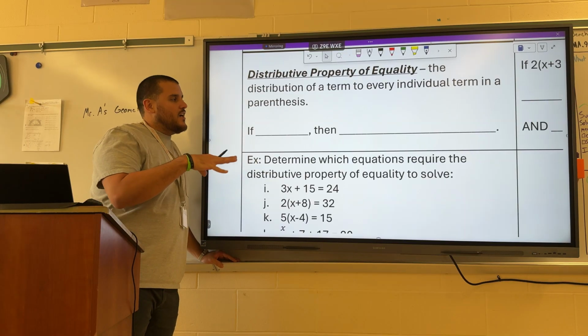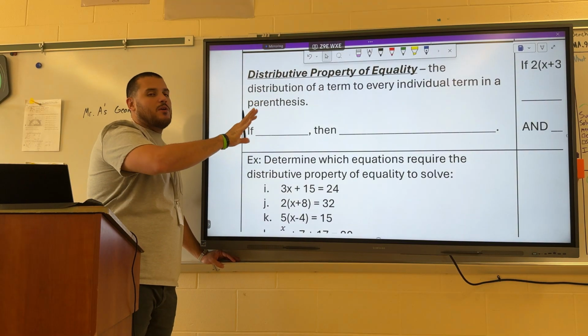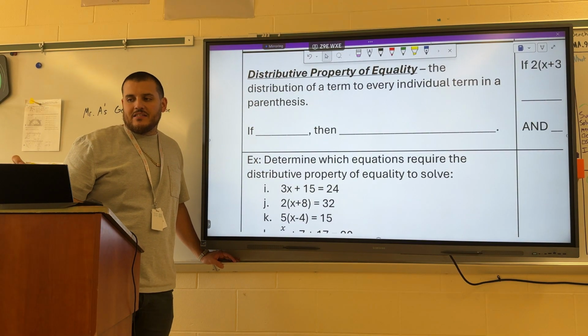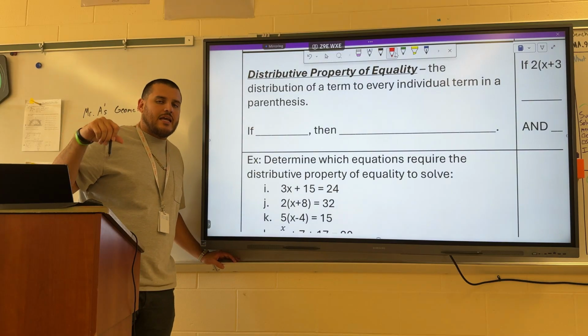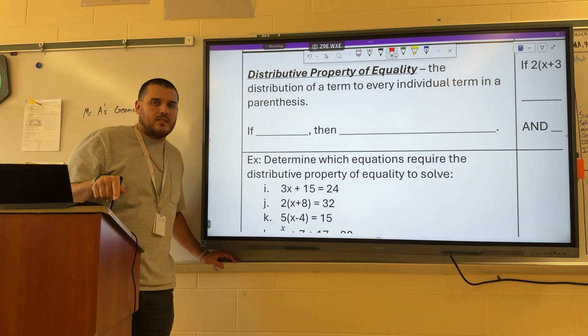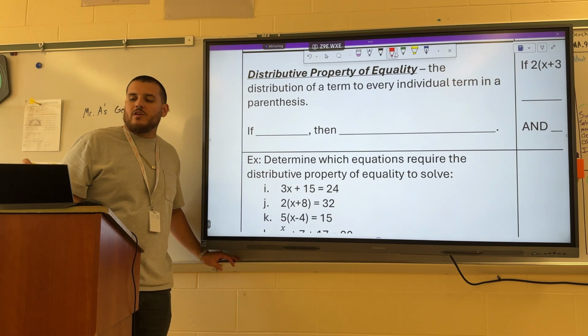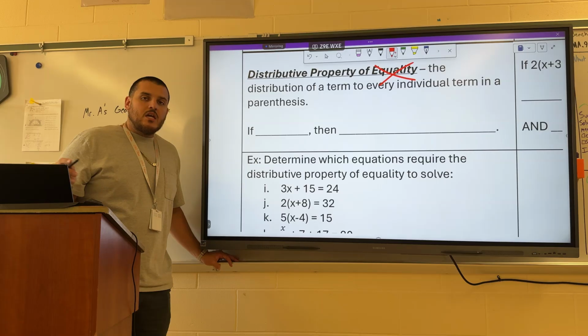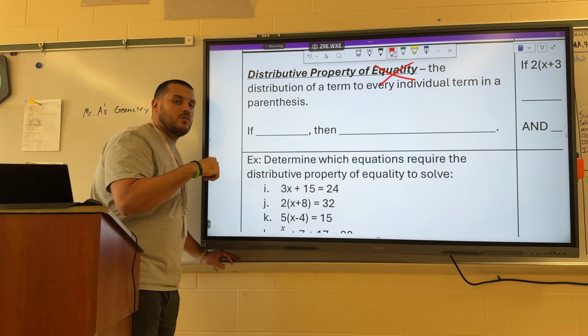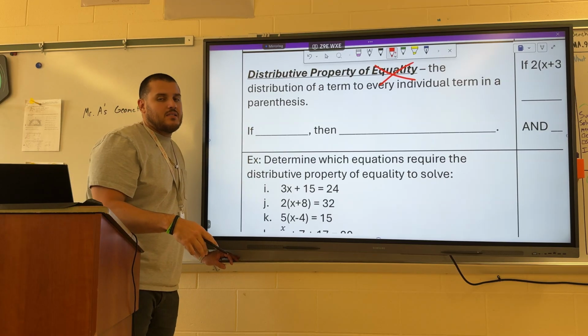I made a little mistake here and included the distributive property of equality, which is not actually a thing that exists, because when we distribute in algebra, we don't do it to both sides of the equal sign. We only do it to where a parentheses occurs. So there's no distributive property of equality, but there is still, using reasoning, distribution that happens in algebra.